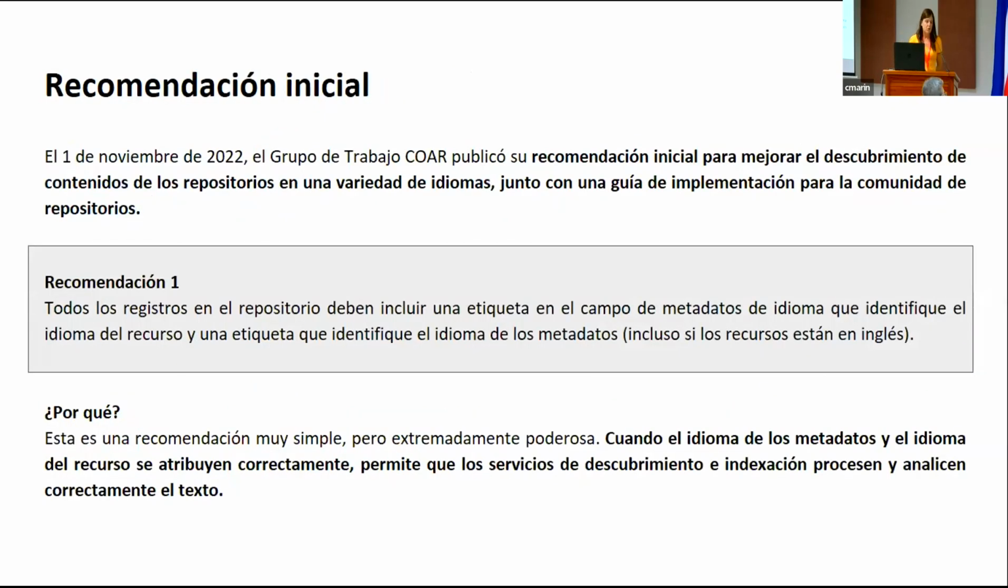Bueno, ya mencionaron el grupo de trabajo. En el año pasado el grupo de trabajo sacó una primera recomendación sumamente importante: que todos los registros del repositorio deben incluir una etiqueta en el campo de metadatos de idioma que identifique tanto el idioma del recurso cuanto una etiqueta que identifique el idioma de los metadatos, incluso si los recursos están en inglés. Esto es enormemente importante y es una recomendación muy poderosa también, porque de esta manera se permite atribuir correctamente en qué lengua está el recurso, así como el descubrimiento y la indexación del mismo.